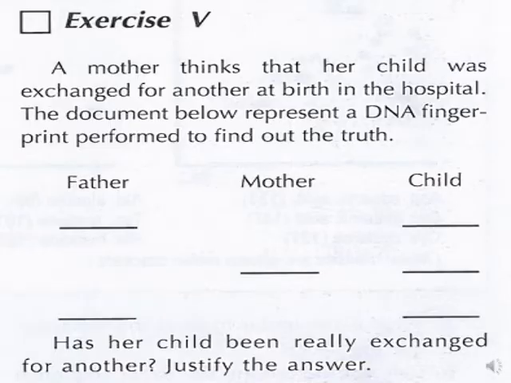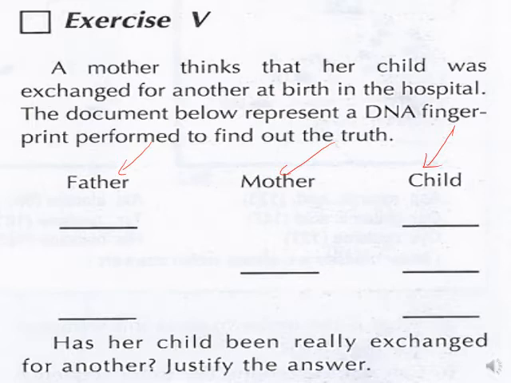Now let's move to exercise 5. A mother thinks that her child was exchanged for another at birth in the hospital. This occurs a lot, by the way. The document below represents a DNA fingerprint performed to find out the truth. Here's the father, and here's the mother. Here you have the child. Has her child been really exchanged for another?